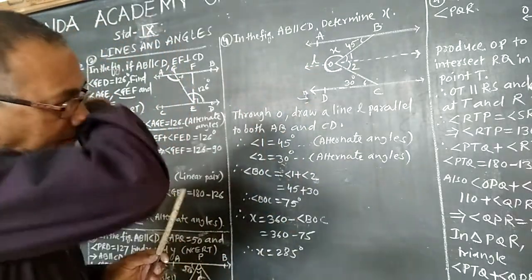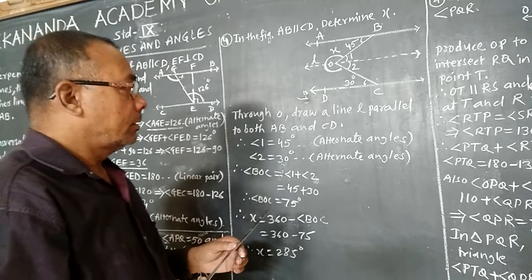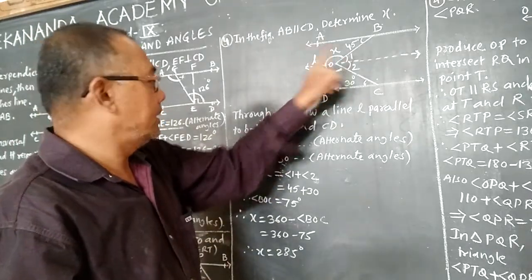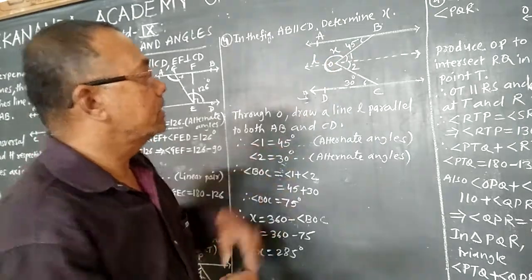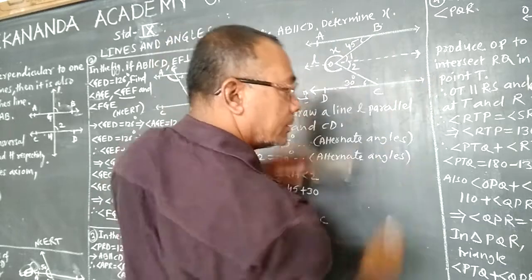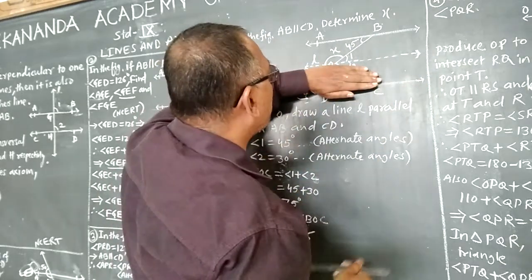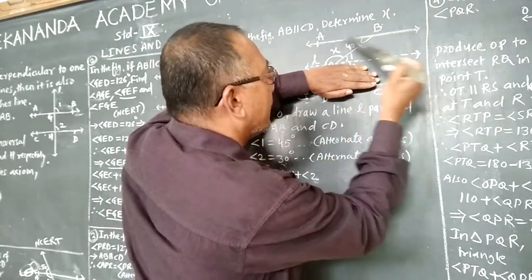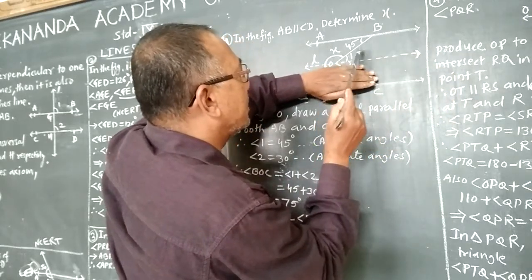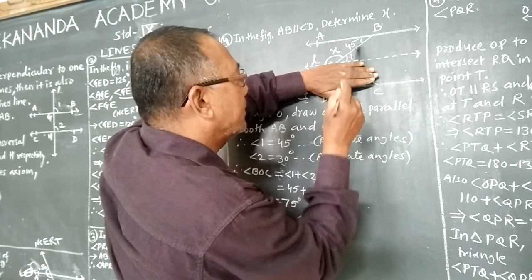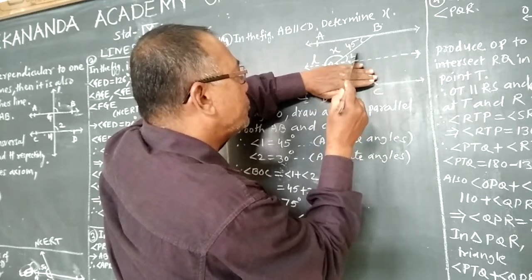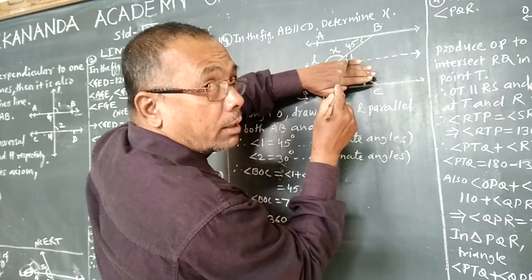So here angle 1, here angle 1 is 45 degrees, because if we consider these two lines are parallel and OB is the transversal, therefore 45 and 1, these two angles, because here a Z has formed, so the angles in a Z are what? Alternate angles.